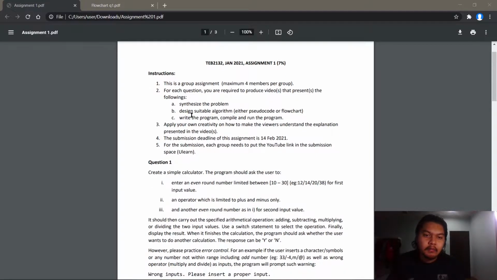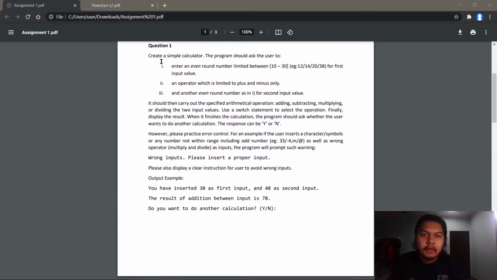For question 1, we will be creating a simple calculator. The program should ask the user to enter an even round number between 10 and 30 for the first value, and for the second value, number 1 and number 2. The calculator also needs to operate for plus and minus only. The second value is also an even number between 10 and 30.